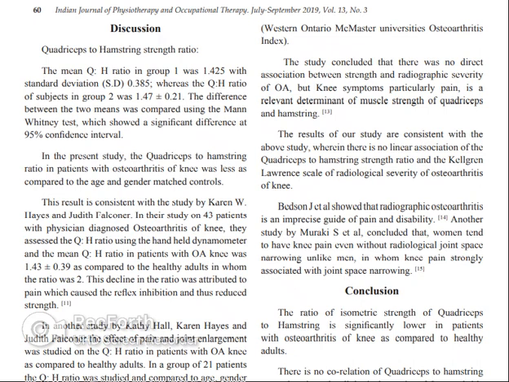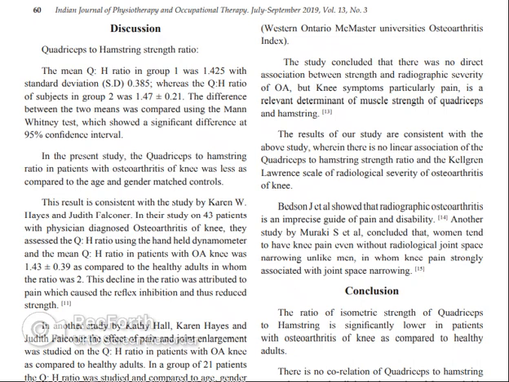The study concluded that there was no direct association between strength and radiographic severity of OA, but knee symptoms, particularly pain, are a relevant determinant of muscle strength of quadriceps and hamstrings. The results of our study were consistent with the above study, wherein there is no linear association of the quadriceps to hamstring strength ratio and Kellgren-Lawrence scale of radiological severity of osteoarthritis of knee. Betson J. et al. showed that radiographic osteoarthritis is an imprecise guide of pain and disability.